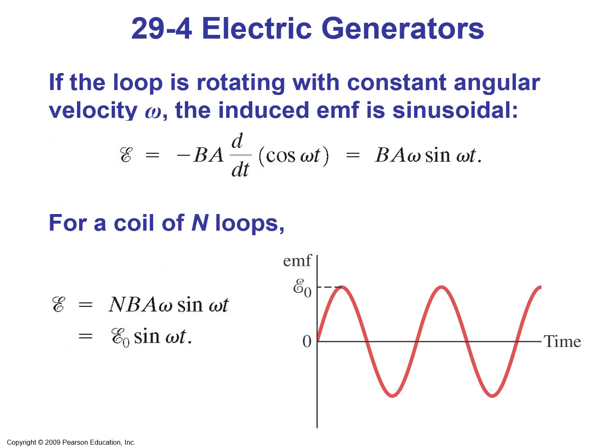If the loop is rotating with constant angular velocity omega, the induced EMF is sinusoidal. So EMF is equal to minus B times the derivative of cos omega t, which is equal to B times A times omega times sine omega t. For a coil of n loops, we have to multiply this by factor n. The EMF is equal to nBA omega sine omega t, and can be written as epsilon naught times sine omega t.